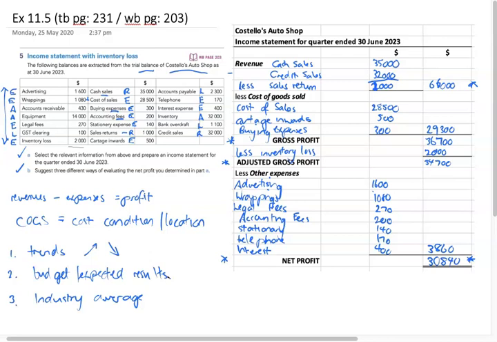And guys, that is how you make an income statement from this particular type of trial balance, and some ways that you might look to evaluate it. Well done, and keep practicing your accounting.